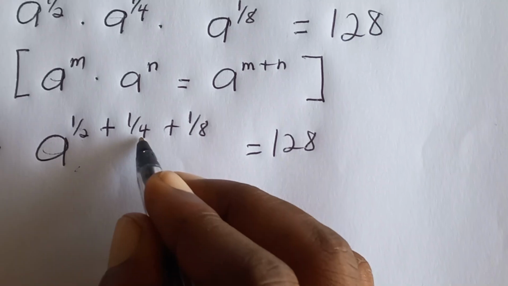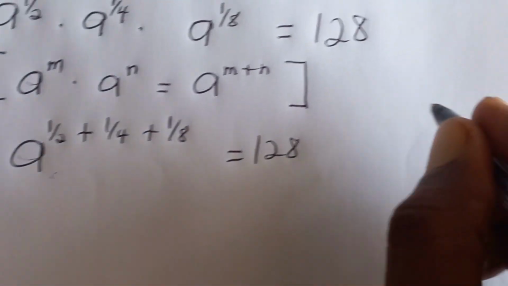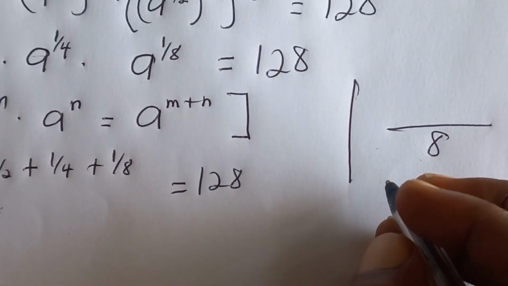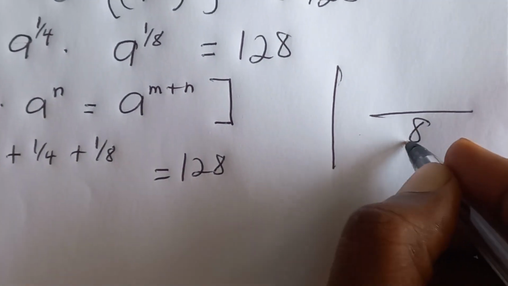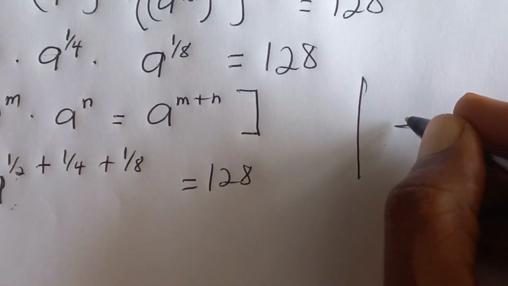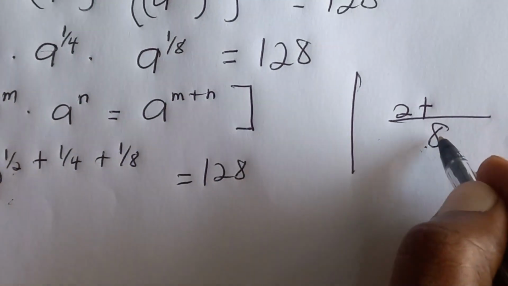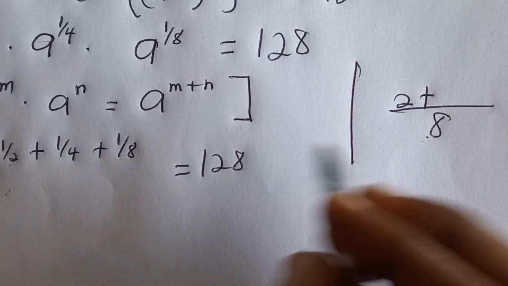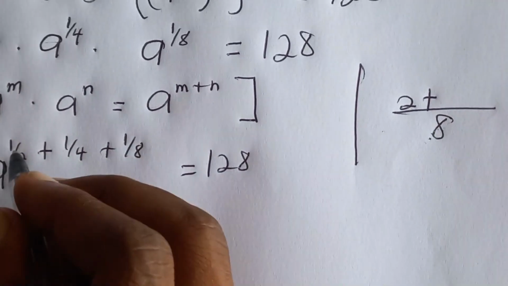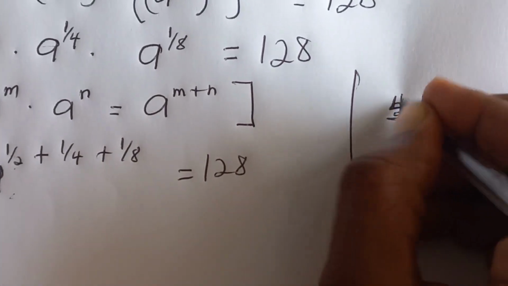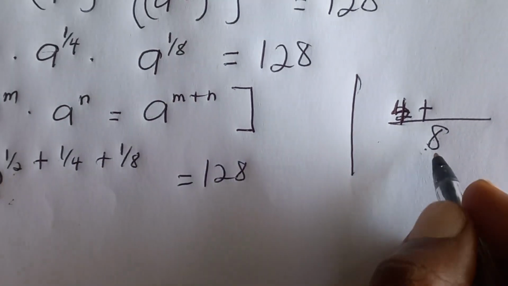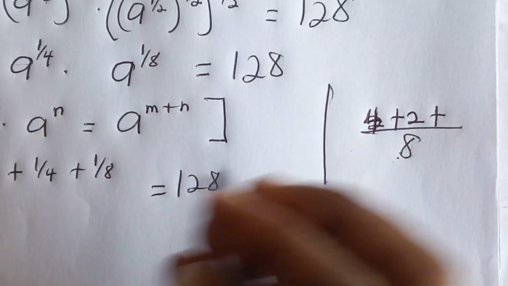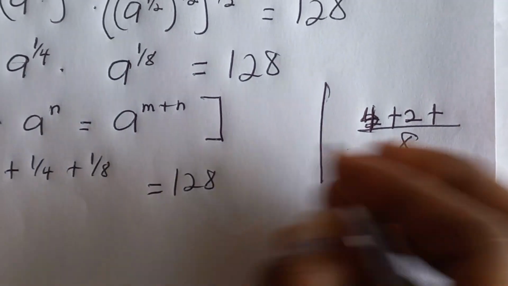For 1/2 plus 1/4 plus 1/8, the LCM is 8. So 2 goes into 8 four times, so 4 times 1 is 4. Then 4 goes into 8 two times, so 2 times 1 is 2. Then 8 goes into itself once, so 1 times 1 is 1.